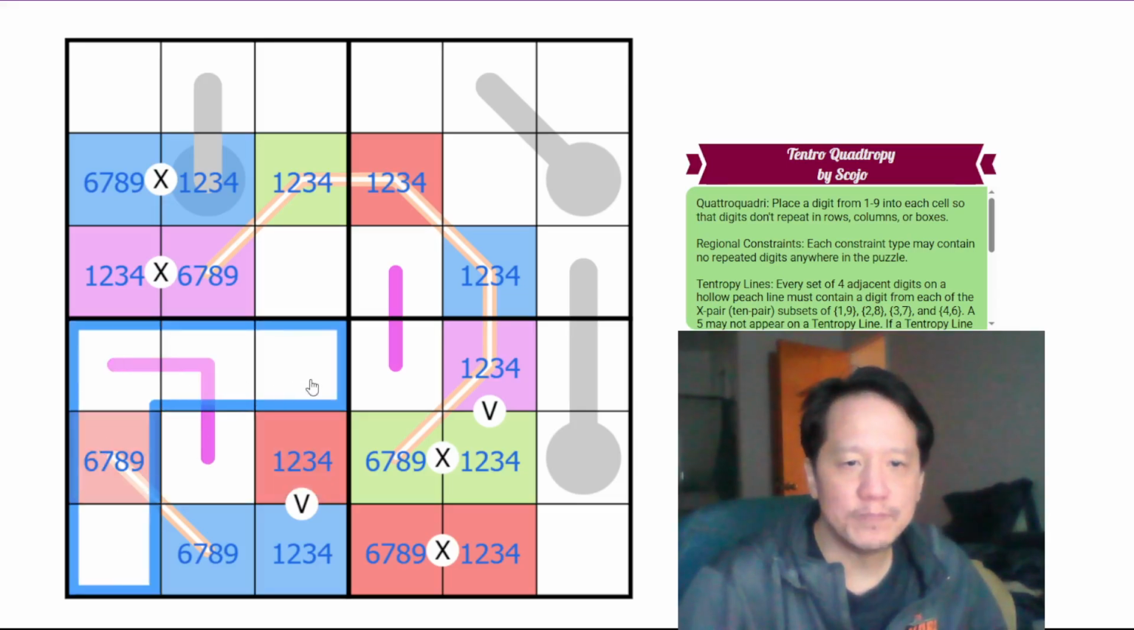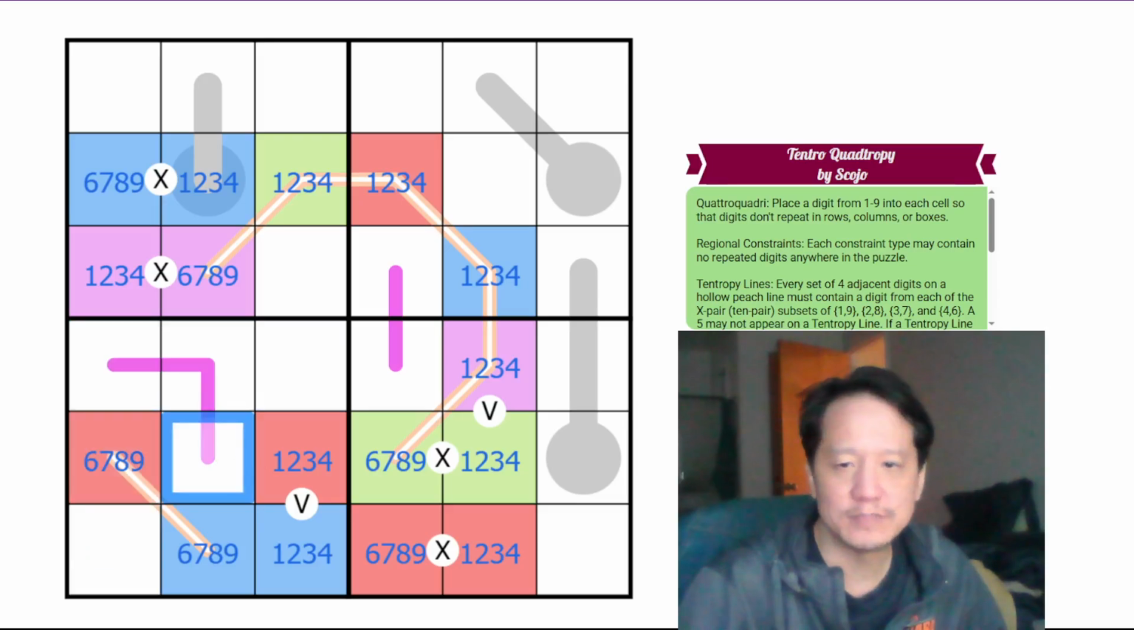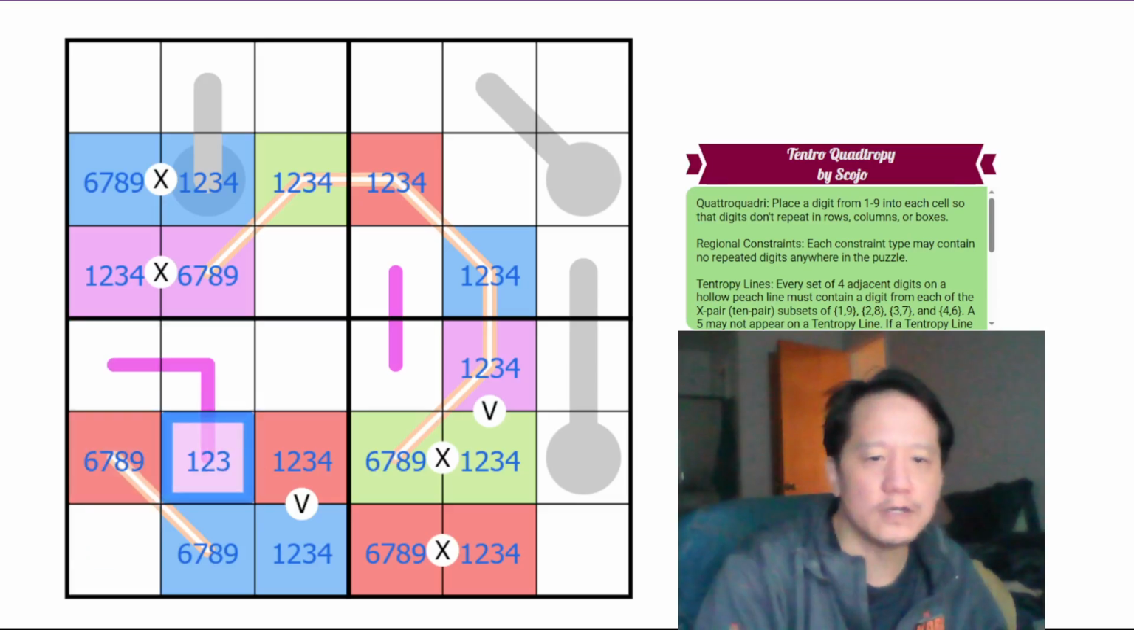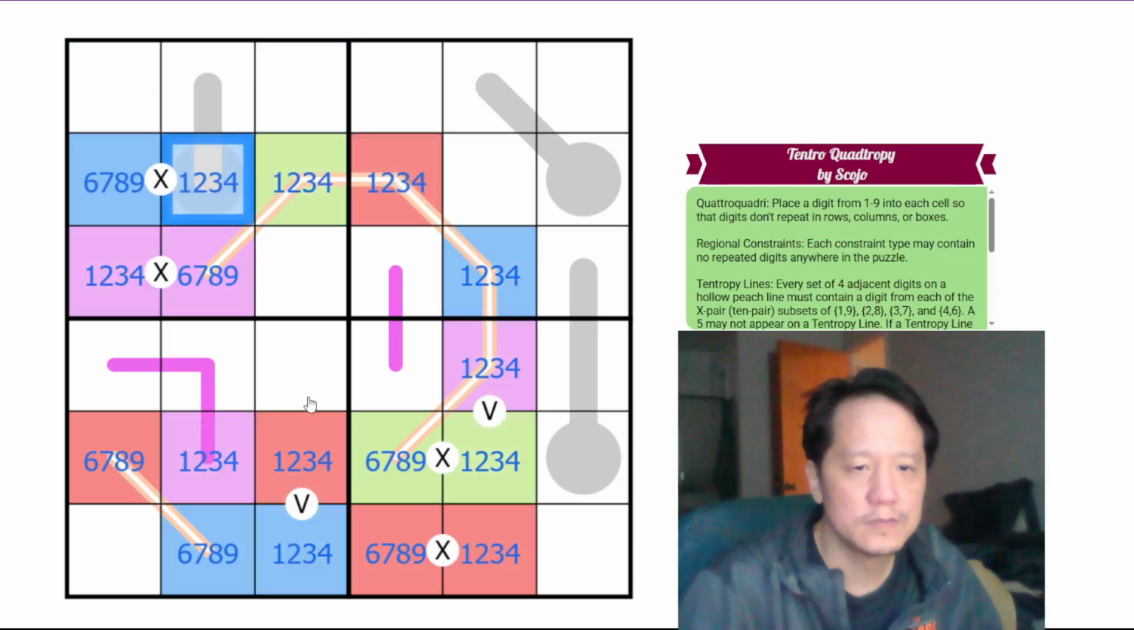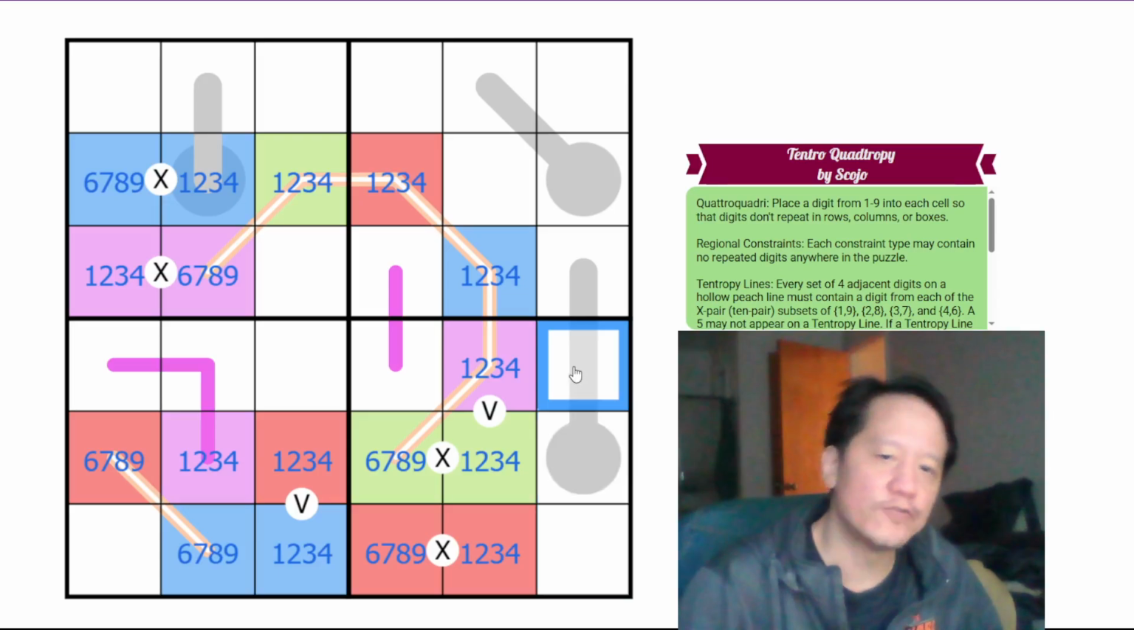Where is the low pink in this lower left-hand box? Can't be here, can't be here, it must be here. So this is low pink here. What are the remaining digits, I guess? We have 5 possible, and then 1, 2, 3, 4. So this can never be 1, 2, 3, or 4.